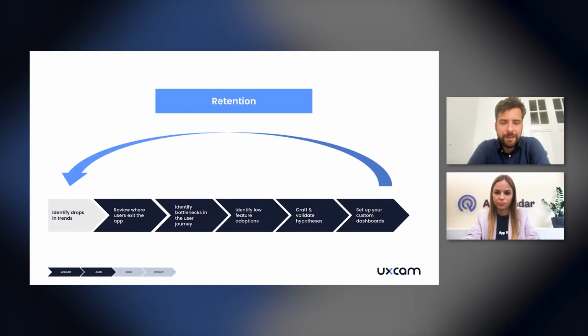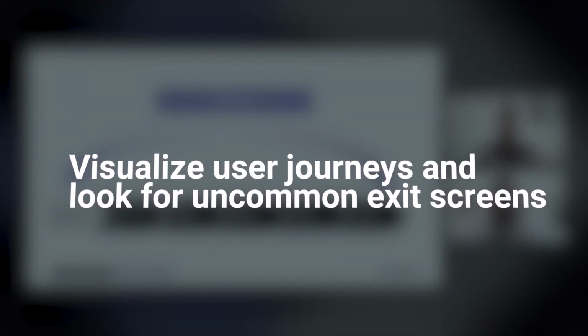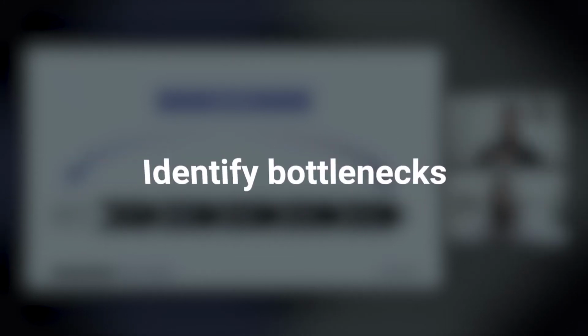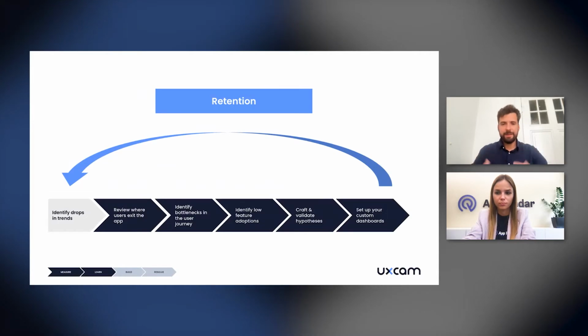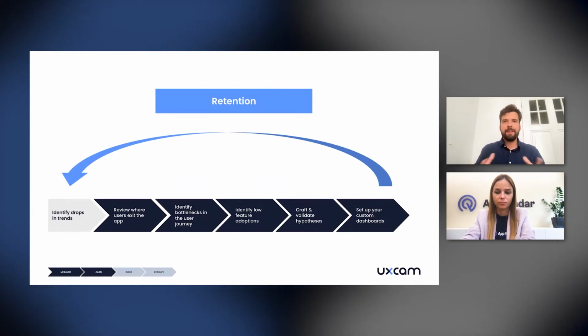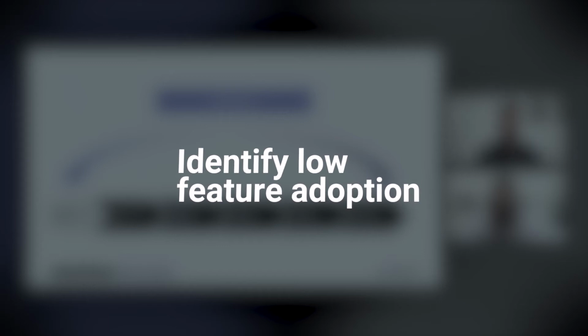So the first thing we recommend doing is that you visualize your user journeys and the user flow and look for uncommon exit screens. Then with this, you can easily identify bottlenecks in the journey, and then you can get into the qualitative analysis, like the way we discussed before. And there's one more thing that is important when you're looking at retention metrics: looking at feature adoption and identifying low feature adoption, which can also often lead to drops in retention.